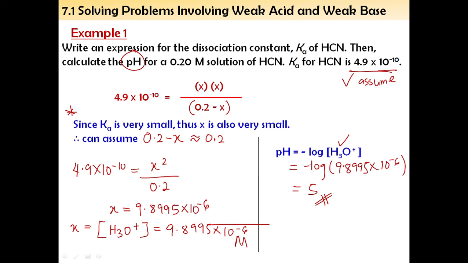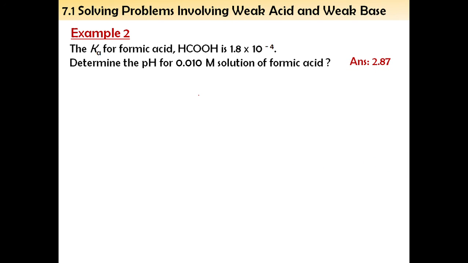Okay, so we have settled example 1. We move forward to example 2. I have an HCOOH acid and this is the Ka value. If you look at the question, it is the same as example 1 earlier. It gives you Ka and wants you to find the pH. You have the initial concentration of the acid. So again, we have to use the ICE table for this.